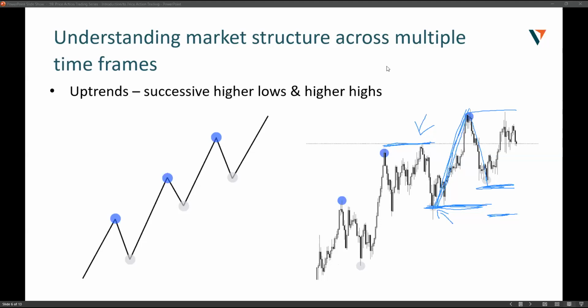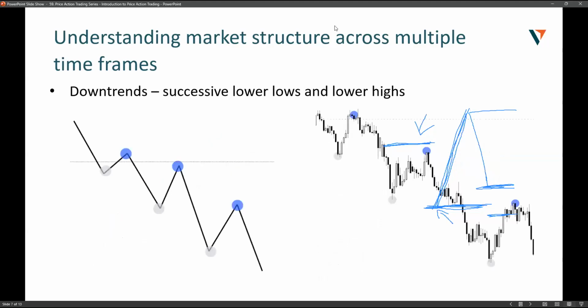The other type of setup that we have would be markets in a downtrend. So in this example, you can again see right here, when markets are in a downtrend, it forms clear lower lows and lower highs.